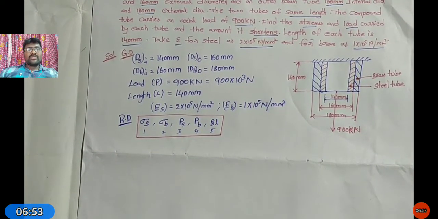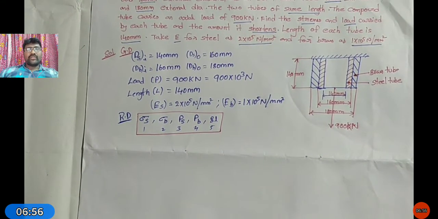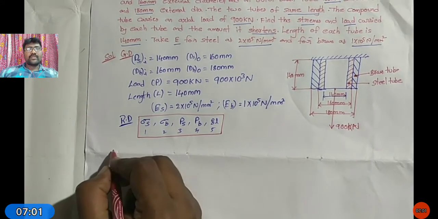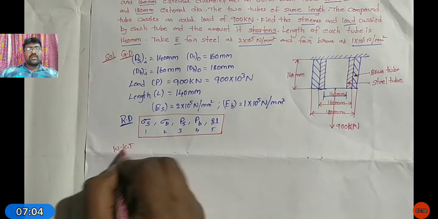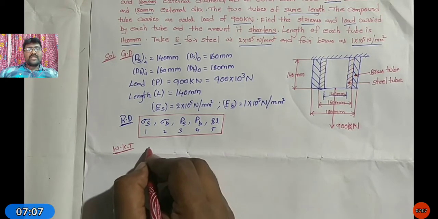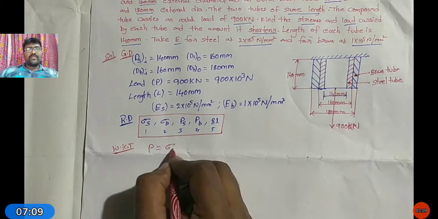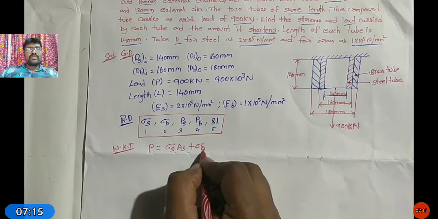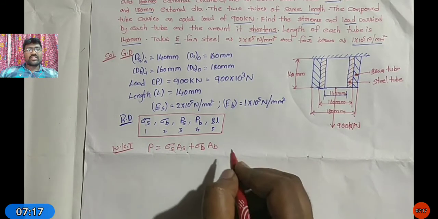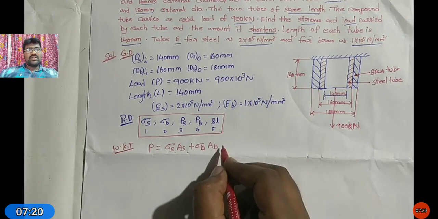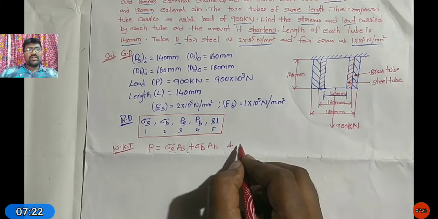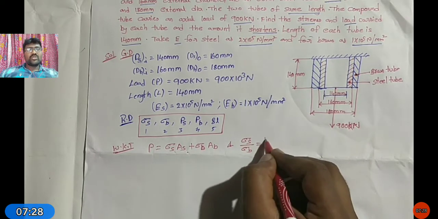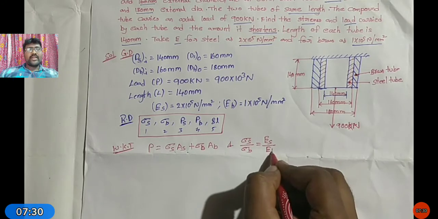For calculating these parameters, we know 2 equations, based on load and based on stresses. That is, P is equal to sigma S A S plus sigma B A B, the area of cross section. It is equation 1. And from the stress equation, sigma S by sigma B is equal to Young's modulus of steel by Young's modulus of brass.